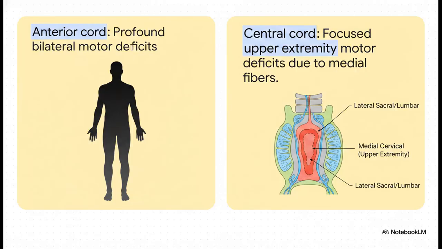The critical variance here between anterior and central cord syndromes comes down to the motor distribution. Anterior cord causes profound bilateral motor deficits everywhere below the lesion. But central cord lesions, they will heavily target the upper extremities, while relatively sparing the lower extremities. Why is that? Well, within the corticospinal tract, the cervical motor fibers are located medially, meaning closer to the center of the cord, while the sacral and lumbar fibers are positioned much more laterally. So naturally, an expanding central lesion is going to hit those upper extremity fibers first.